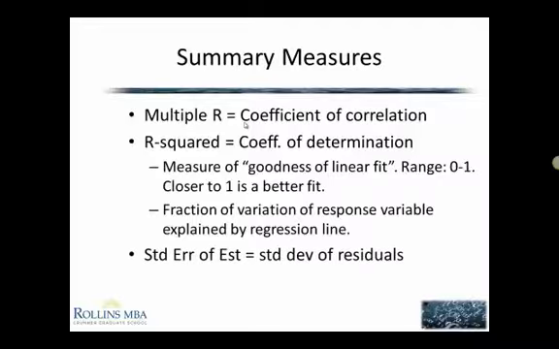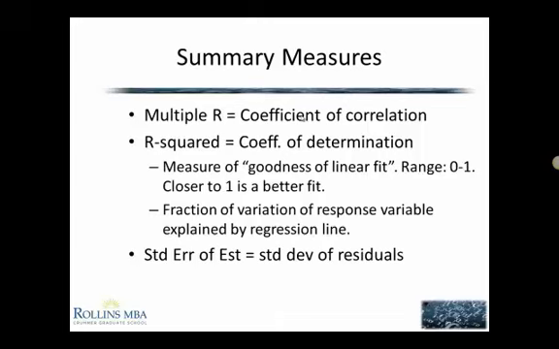Another measure that we'll see is something called the standard error of estimate, and this is the standard deviation of those residuals that we talked about. And it gives us some measure of how wrong we might be. What's a typical residual we might find of a given point away from the straight line?